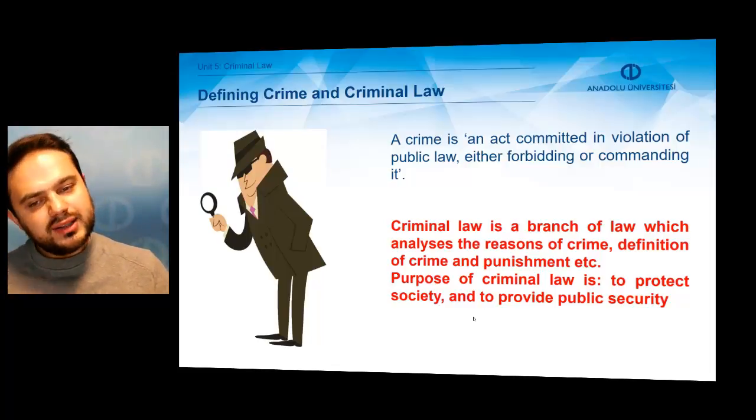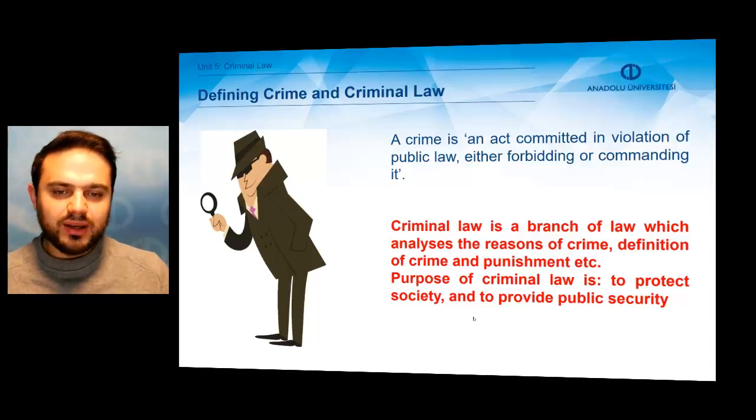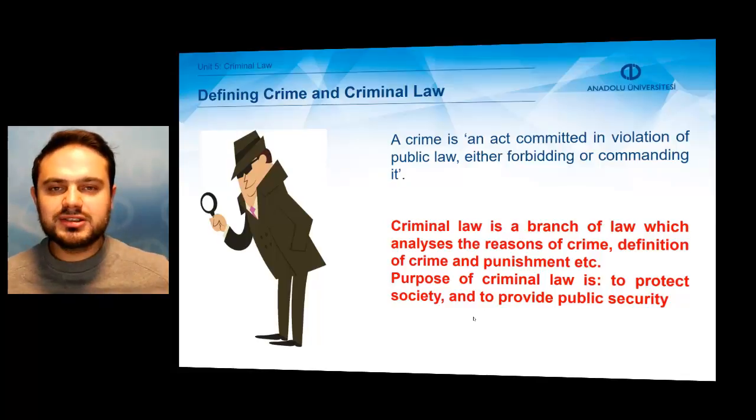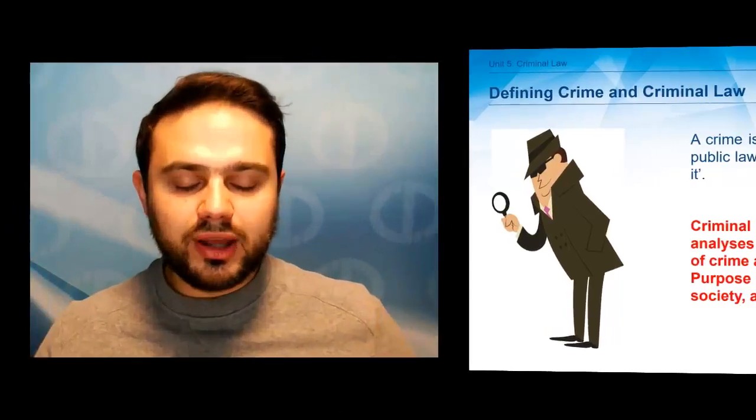So what is criminal law? Criminal law is a branch of law which analyzes the reasons of crime, definition of crime, and punishment. The purpose of criminal law is to protect society and to provide public security. We have three kinds of theories of punishment. Let's have a look at them.